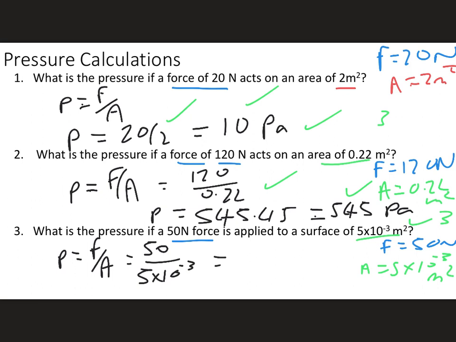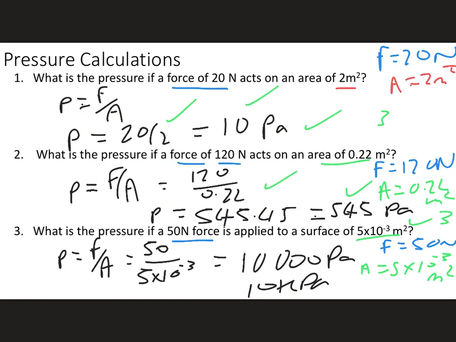This will check to see that you understand standard form. So 5 times 10 to the negative 3 needs to go in there. And I get the answer coming out to be 10,000 pascals or 10 kilopascals. It's your choice which way you write that.